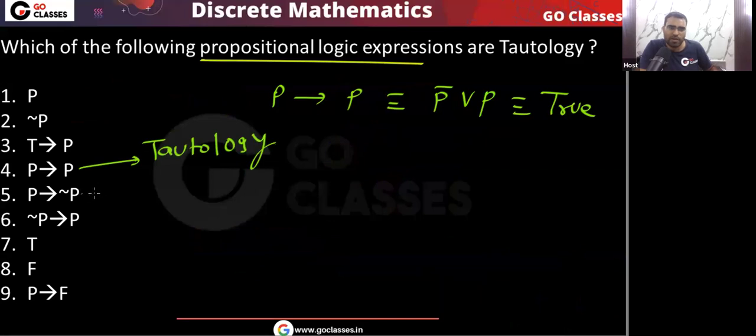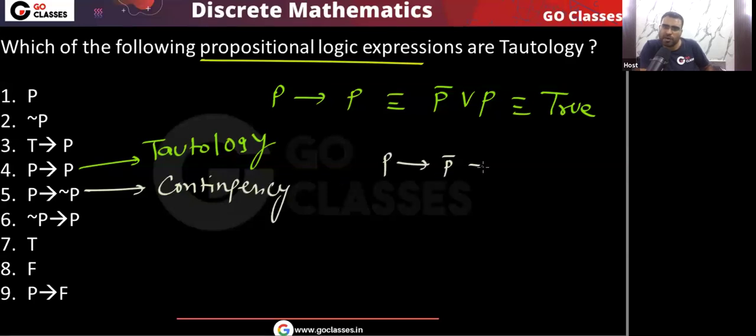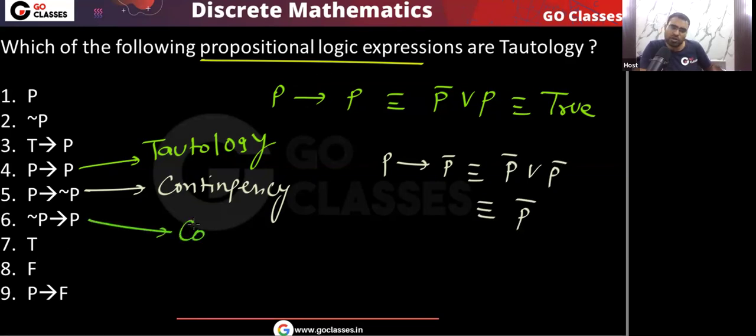P implies P bar. That is a contingency, you can check. Why? Because P implies P bar is the same as P bar or P bar, which is the same as P bar. So that is a contingency. Very simple. What about the next? This is also a contingency.